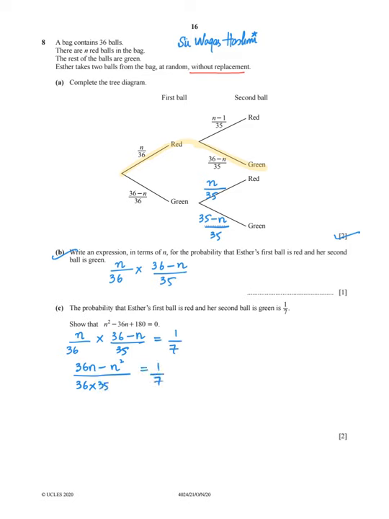right? So 7 ones are 7 and 7 fives are 35. So now it will be 36n minus n square equals 36 times 5, and 36 times 5 equals 180, and it's 36n minus n square, right? The n square is negative, so we need to shift it to the right side. It will be positive n square. 36n on the right side will be minus 36n, and 180 is already present on the right side, equals 0. So that is the equation we need to show in this part.